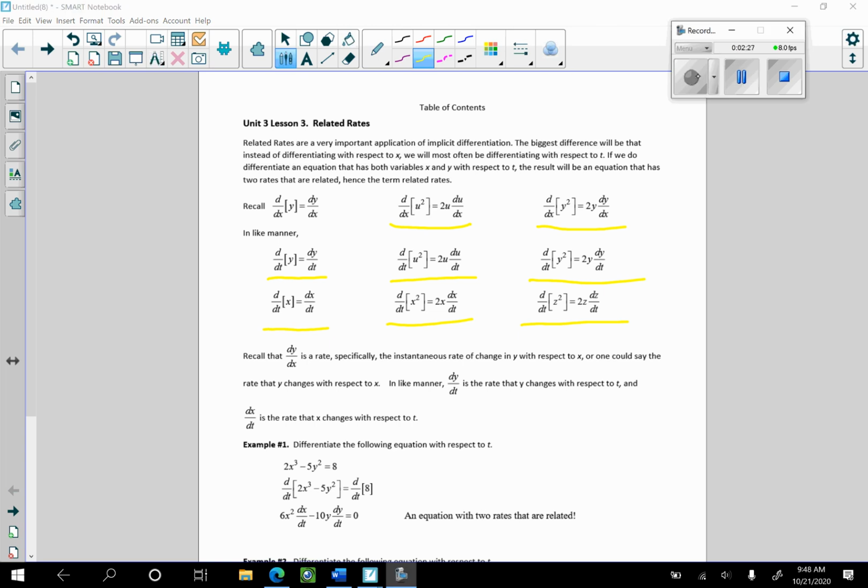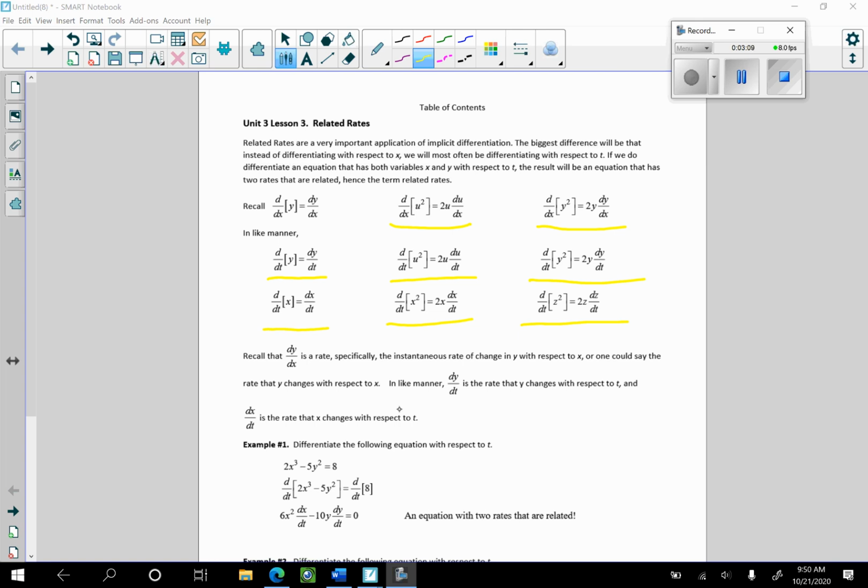Recall that dy/dx is a rate, specifically the instantaneous rate of change in y with respect to x. That's what dy/dx is. dy/dx is the slope of a tangent line, but it's also an instantaneous rate of change, the rate that y changes with respect to x at a specific instant. Or one could say the rate that y changes with respect to x. We've said that before. In like manner, dy/dt is the rate that y changes with respect to t, and dx/dt is the rate that x changes with respect to t.